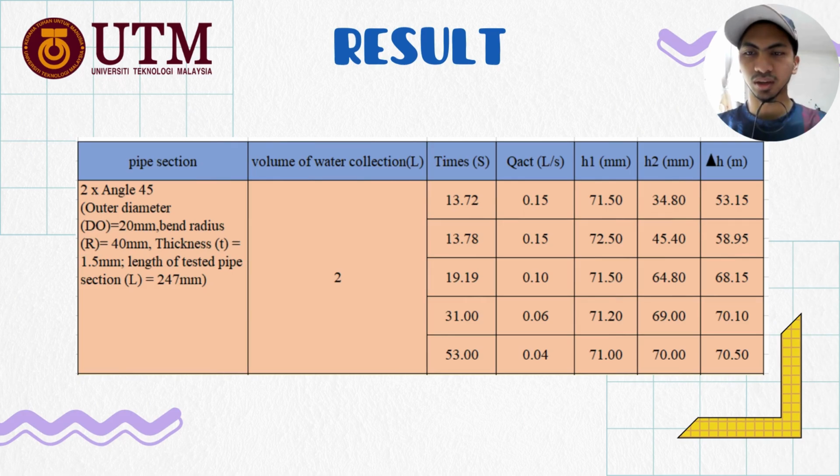Okay, lastly we have the two times angle 45. You can see the result in this table. Also, the volume of water collection is 2 liters, and the volumetric rate is calculated, and here is the pressure and the flow rate of water. The pressure of water at the inlet and outlet of the pipe section, and the average pressure of water.